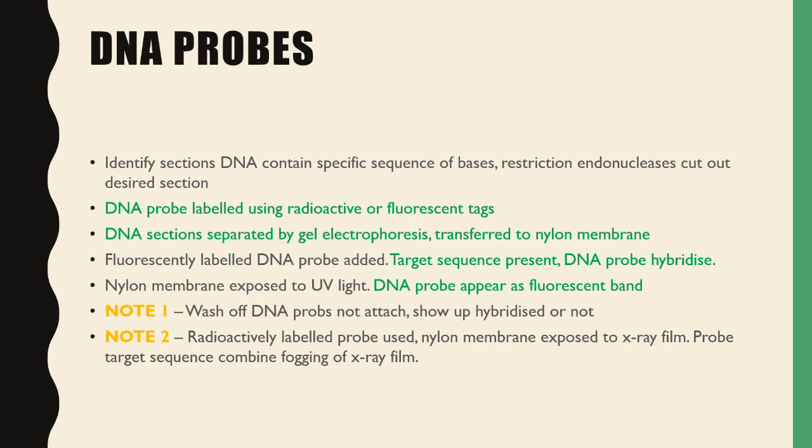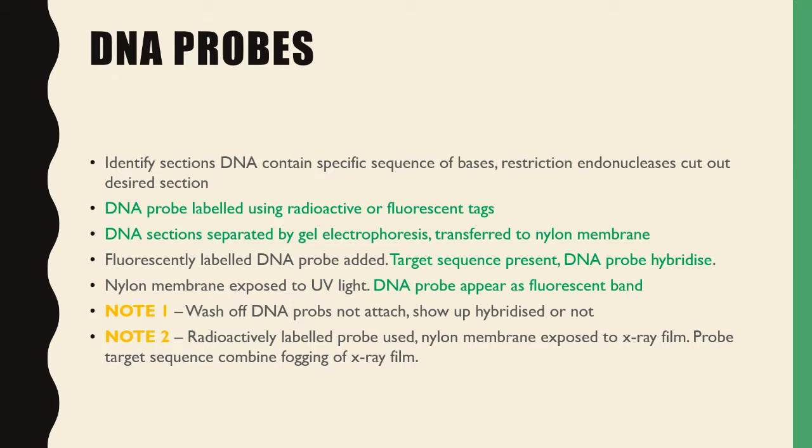Let's go through how this works, but first we're going to talk you through DNA processes because these are used in this process. You will identify a section of DNA which contains a specific sequence of bases using restriction endonucleases to cut out a desired section. The DNA probe will be labeled using a radioactive or fluorescent tag, and the DNA section that is cut out by the restriction endonucleases will be separated by gel electrophoresis and transferred to a nylon membrane.